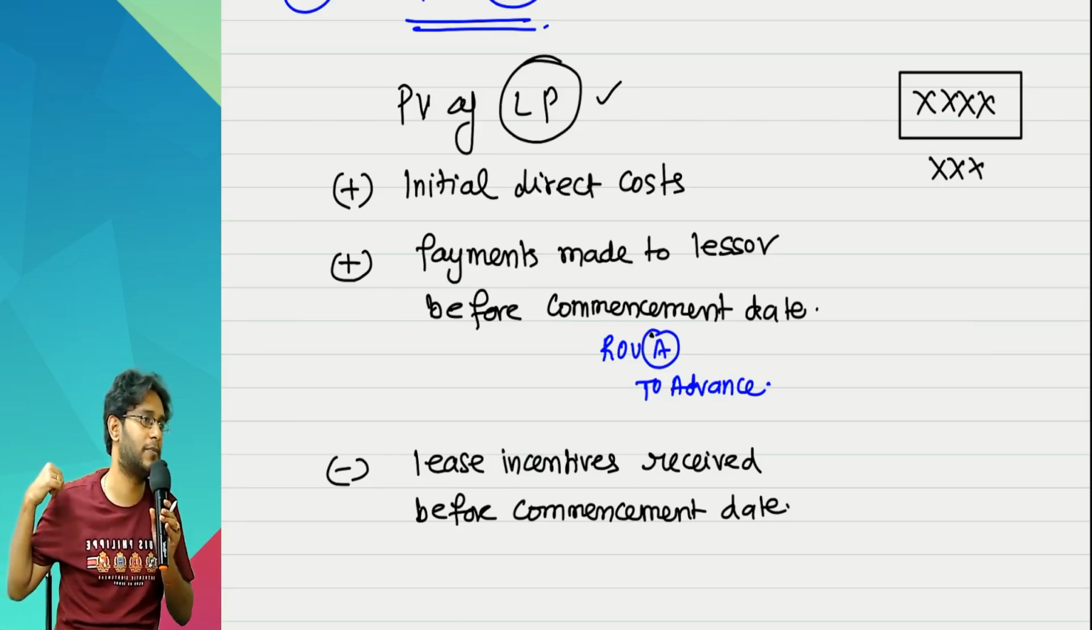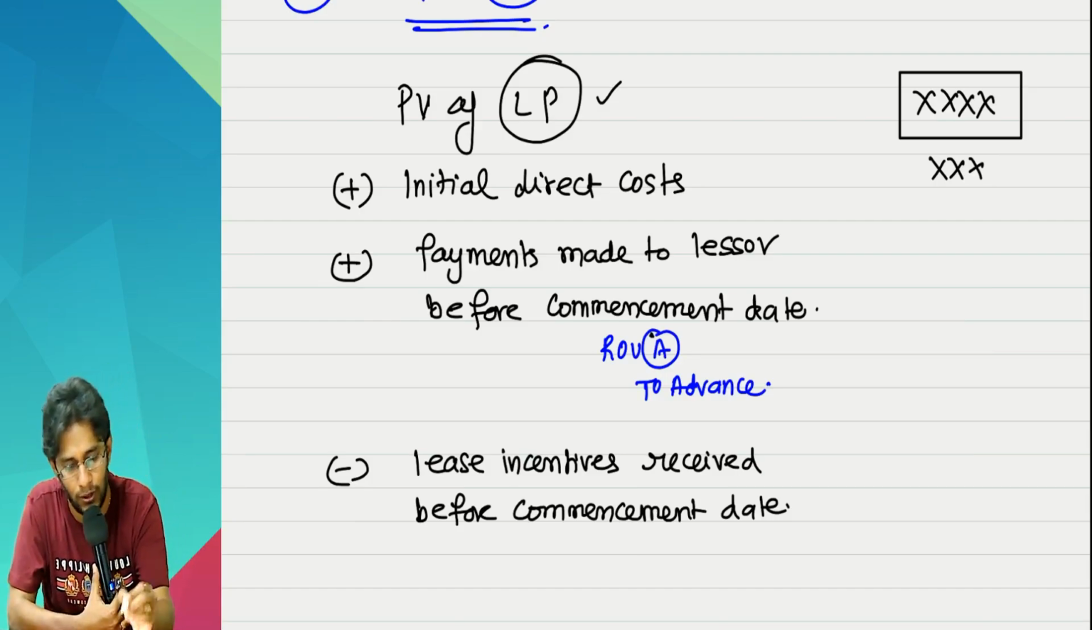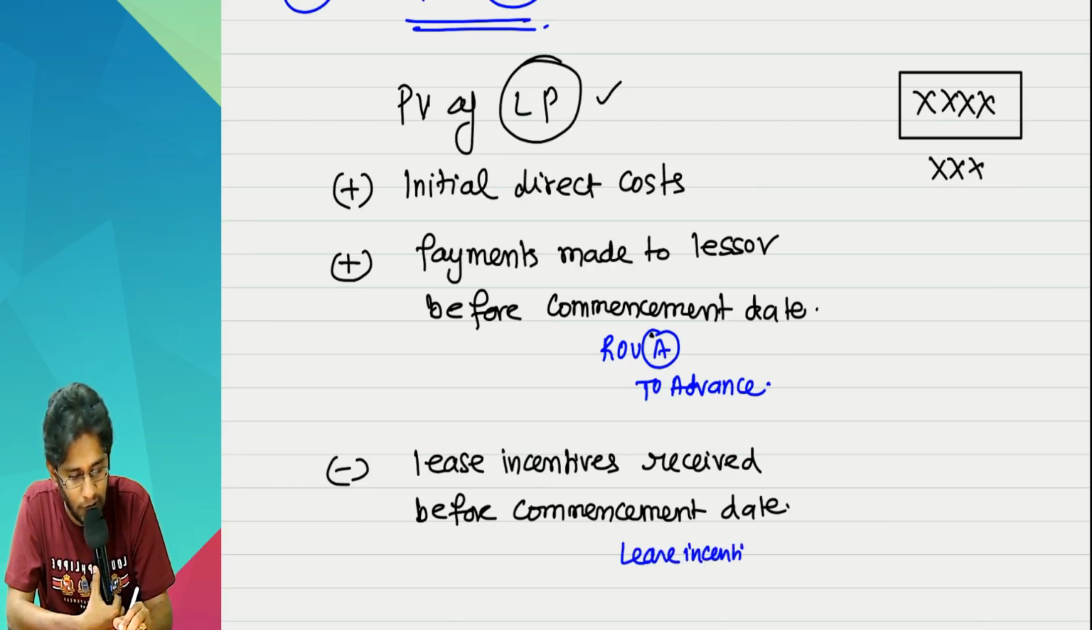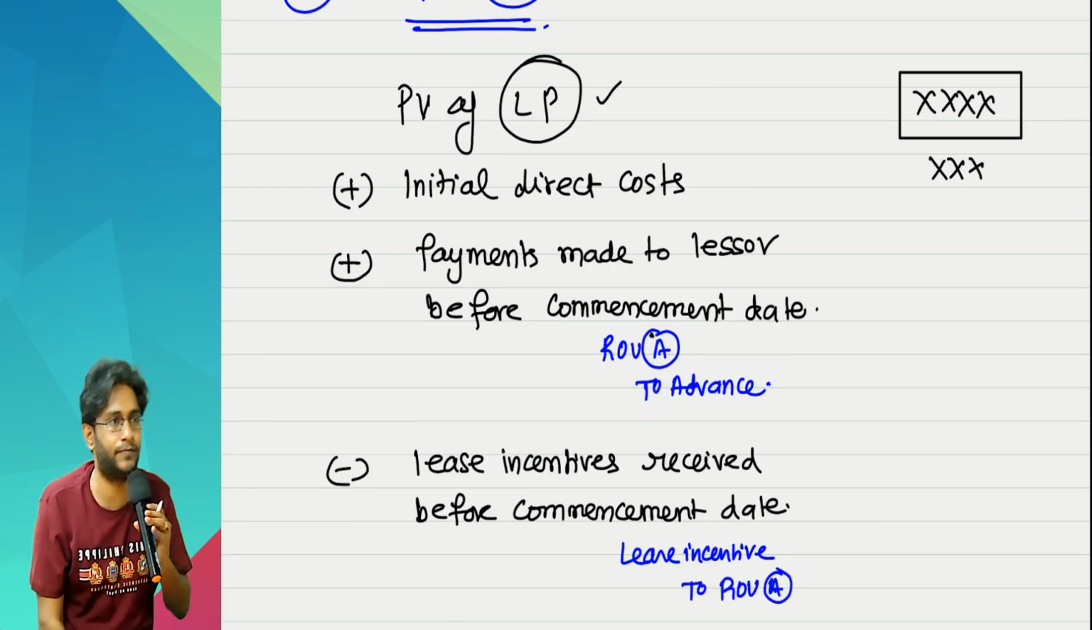If yesterday I received some money, I wrote the entry bank account debit to lease incentive. So today the entry you should pass is lease incentive account debit to ROU asset. Effectively this is the entry you are expected to pass.